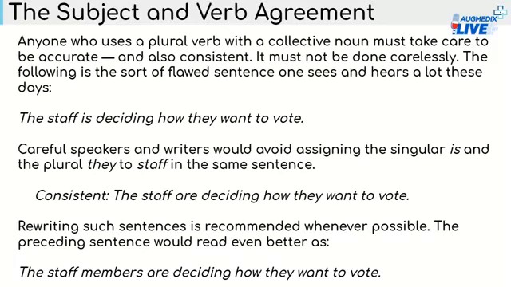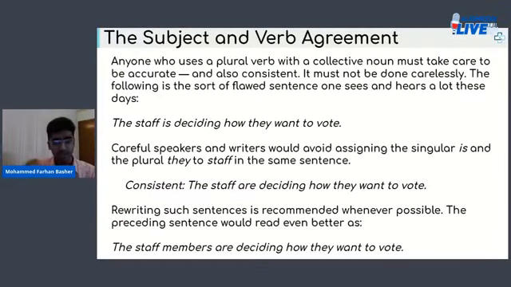Here, you're treating the group noun staff as singular when you put the verb is, but then a pronoun is used when you want to refer to them, and this pronoun is again a plural pronoun. So the sentence is not in sync. It's not really fine, right? Because at one time you're referring to your subject as singular. At the other time, you're referring to that very subject as plural. So definitely, there is something wrong. So careful speakers and writers would avoid assigning the singular is and the plural they to staff in the same sentence. So how can we rather do it?